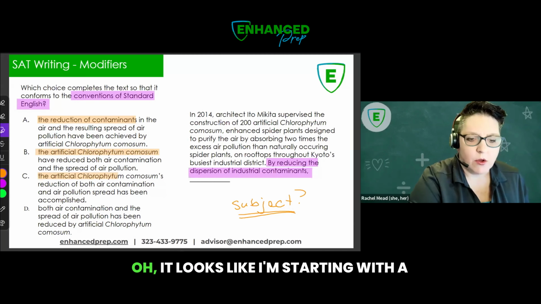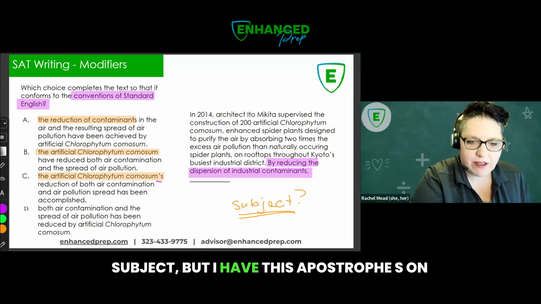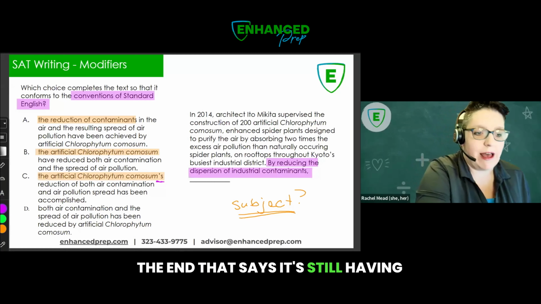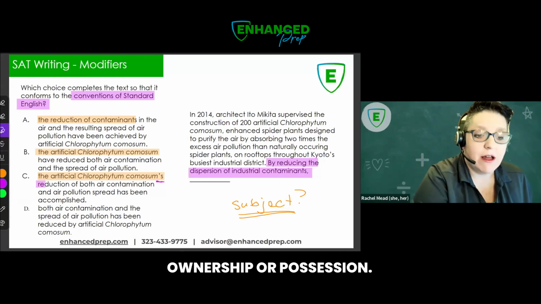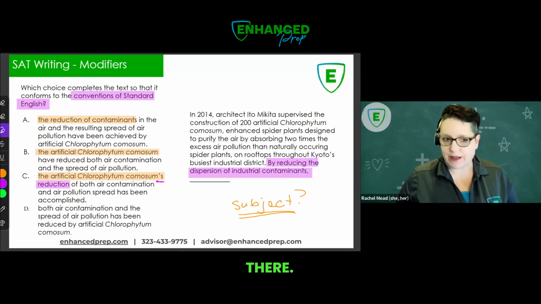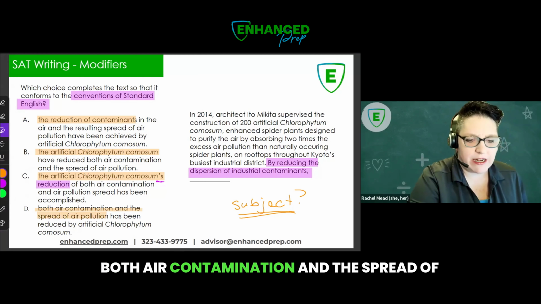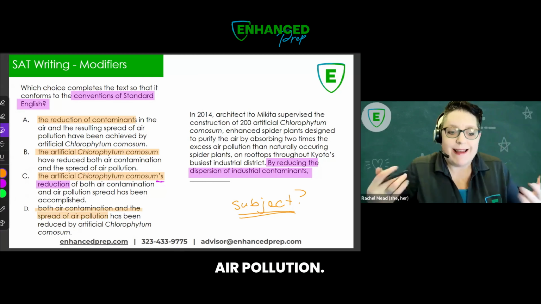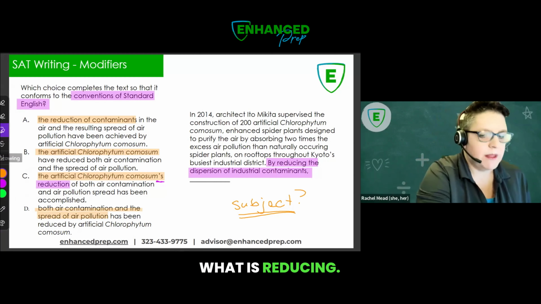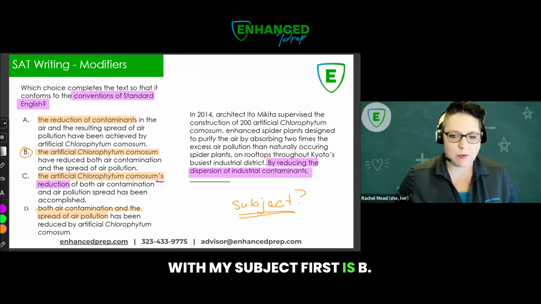Let's look next. Ooh, it looks like I'm starting with a subject, but I have this apostrophe S on the end that says it's still having ownership or possession of the next word, reduction, as that subject there. That's a verb. We can't go with that one. "Both air contamination and the spread of air pollution": that's still not telling us anything about what is reducing. So the only answer choice that is going with my subject first is B.